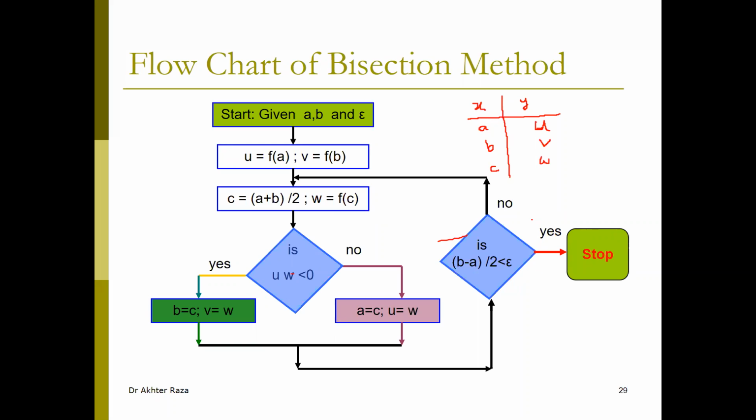And then we have to calculate the next point. If the calculated error is smaller than e, where the error is the distance divided by 2, b minus a is the distance, distance divided by 2 is the error, then we have to stop. Otherwise, if the error is not as small as specified in the problem, we have to go to the next point, which is here.